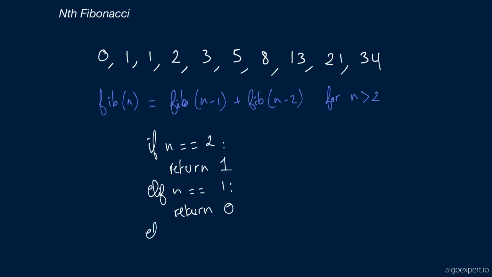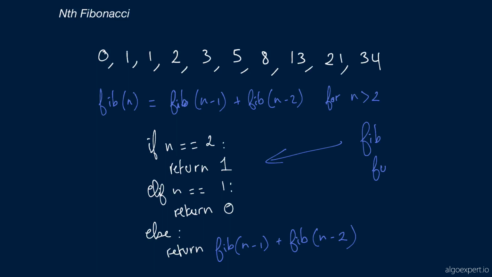And then we can say else return, and here we can literally return our math formula. So we can return fib of n minus 1 plus fib of n minus 2. And this entire thing here can be our fib function, which just takes in an integer n. And that's literally the first solution, right? You have your 2 base cases, and then if you don't hit those base cases, you call fib of n minus 1 plus fib of n minus 2.